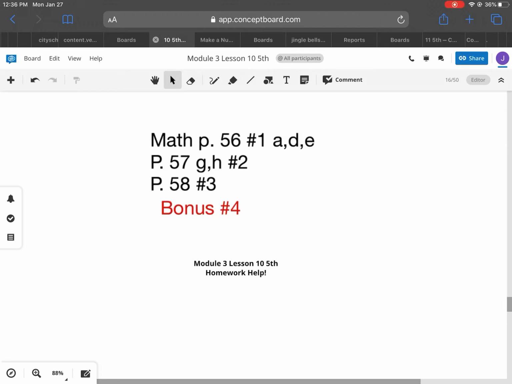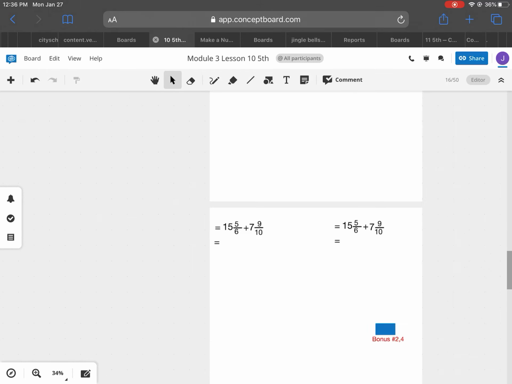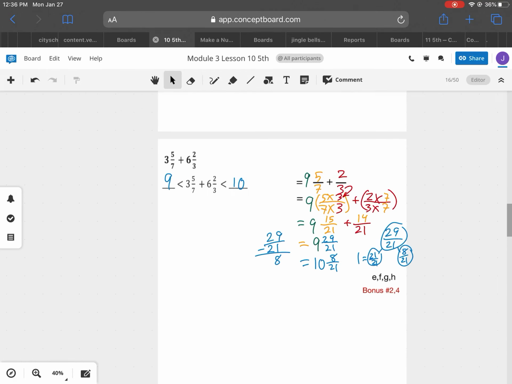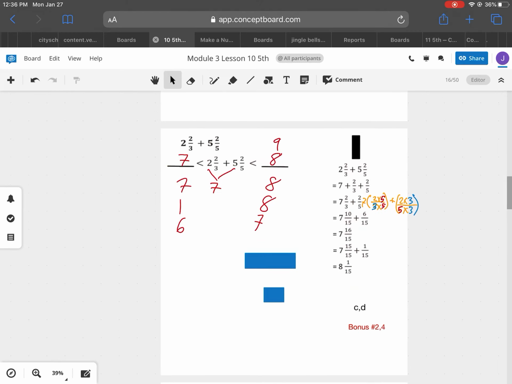All right, this is Module 3, Lesson 10, 5th grade homework help. There's a homework that I assigned. Now, a lot of you understood this, so we didn't have a lot of examples, but I'll show you the examples we did.